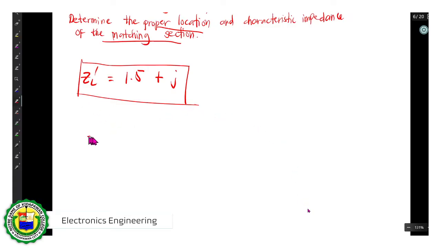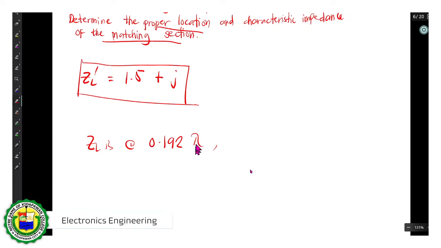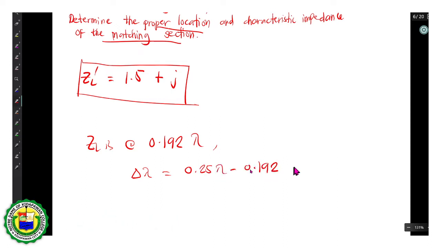So we know that ZL is at around 0.192 wavelengths, and the nearest point wherein we could say that this is resistive is around 0.25. So in order to know the difference, let's just notate the difference of wavelengths: 0.25 minus 0.192. So we have 0.058.